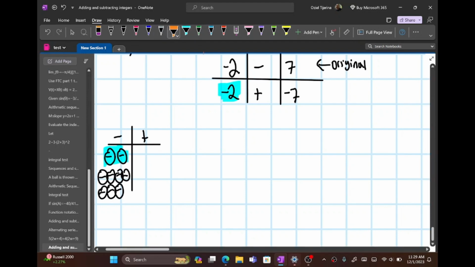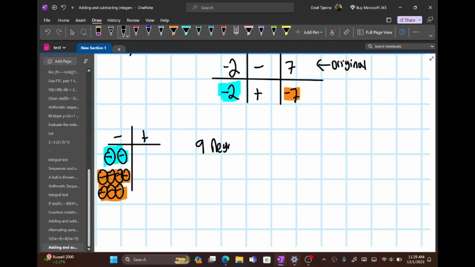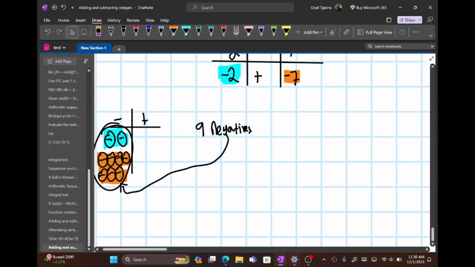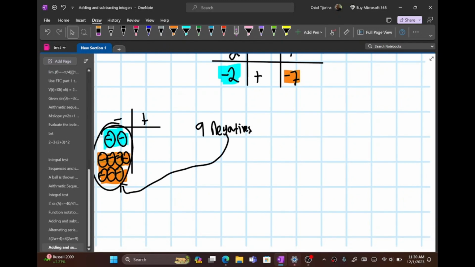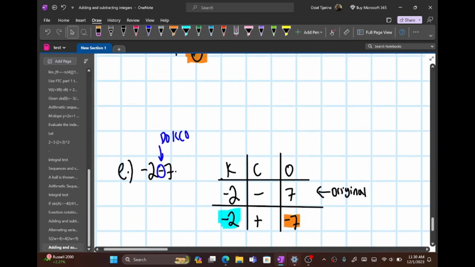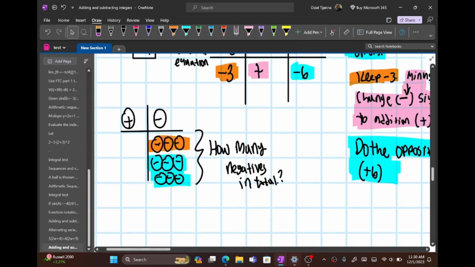And so then it goes like this. And then we ask ourselves, how much do we have left over? We're going to count them. 1, 2, 3, 4, 5, 6, 7, 8, 9. So we know that we have 9 negatives all in all, right? Therefore, negative 2 minus 7 is negative 9. And that is how we do that one, okay? Now let's look at part F.